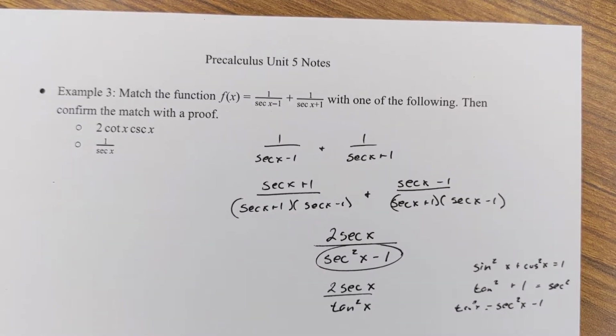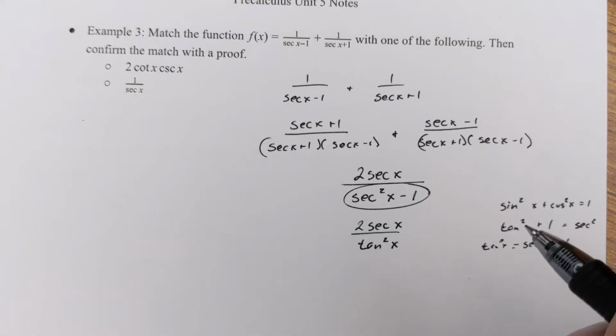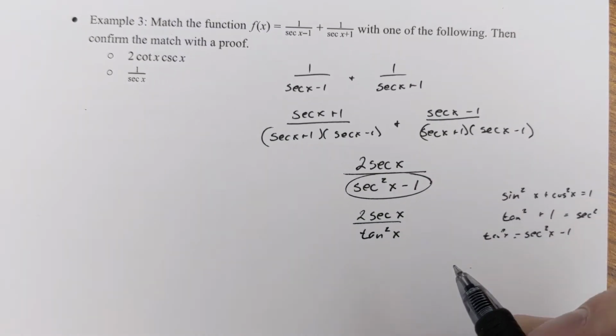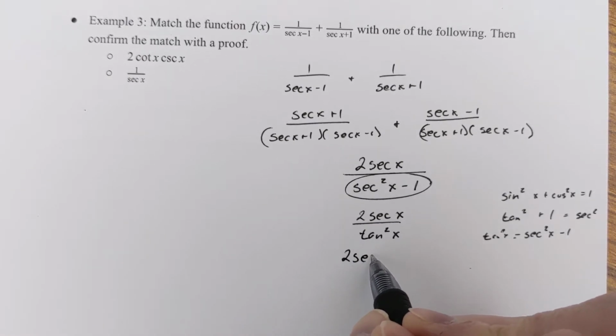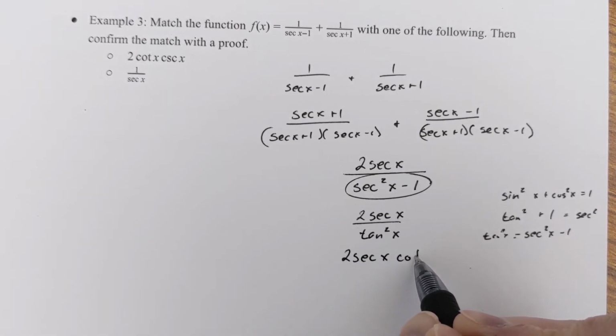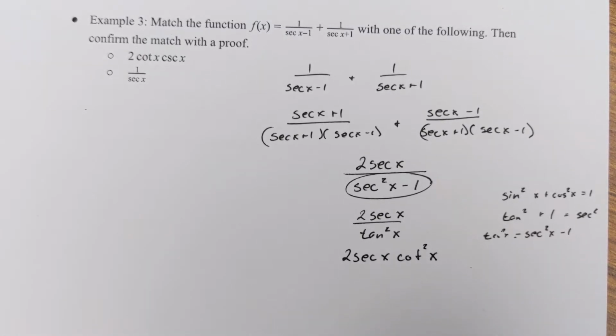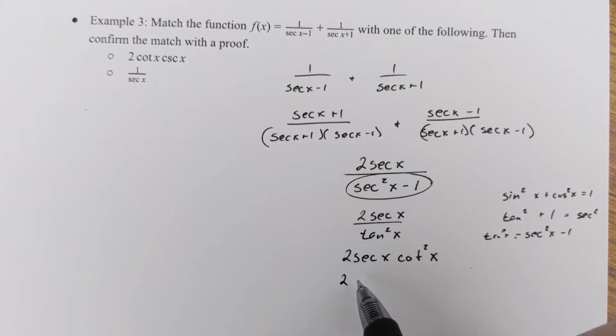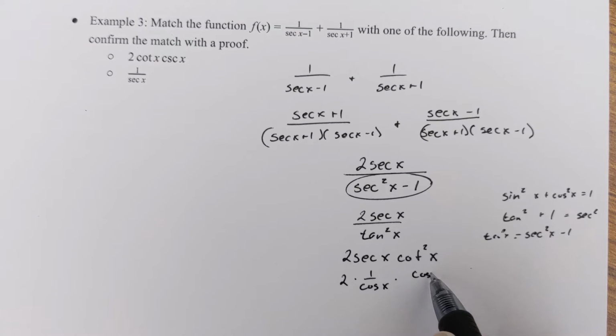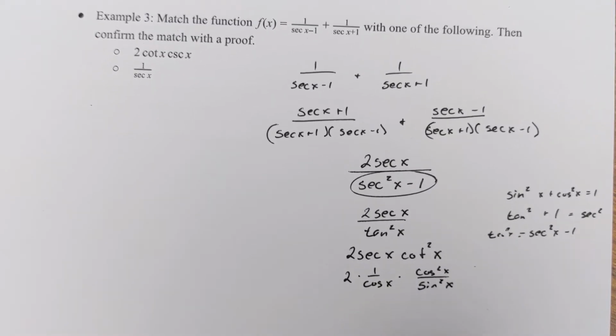So let's see here. What can we do? Let's turn everything into sines and cosines. So before we do that, that tangent squared on the bottom is the same thing as a cotangent squared. I can do the reciprocal. So this is 2 times 1 over cosine x times cosine squared x over sine squared x. Everything in terms of sines and cosines. So this cosine can cancel one of them out here.